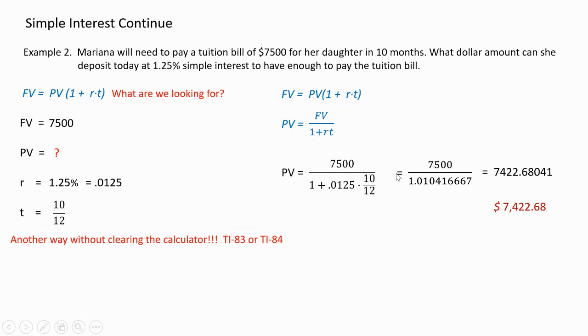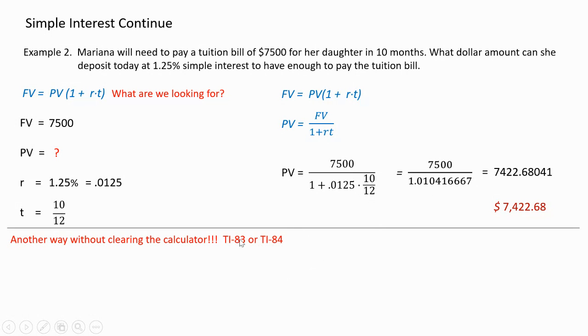Or you can just find the value here in the denominator first, and then clear the calculator, and then use 7,500 divided by what we got here, which was 1.01041667. But I'm going to show you another way where you don't leave the calculator. It's like a steady flow.